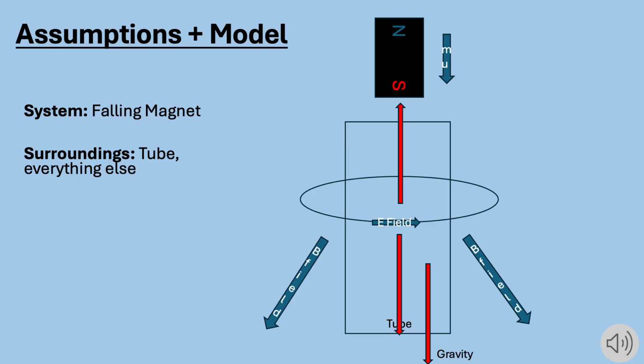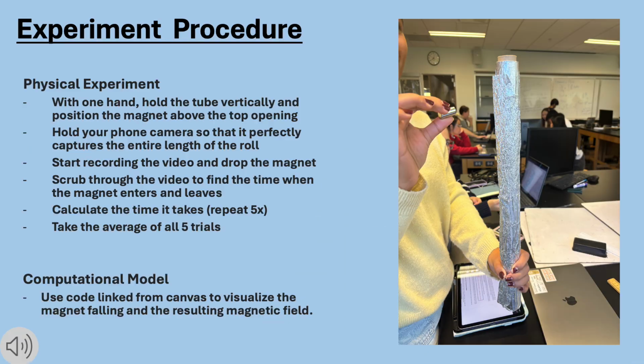As you can see, we have our falling magnet down the tube. Our system is the falling magnet, and the surroundings is pretty much everything else. Our mu is pointing downwards, and as you can see, we have two red arrows. One is the force that the tube is putting on the magnet, and one is the force that the magnet is putting on the tube. So those are in equilibrium, and that's why it's taking a long time to fall down. But then we also have the additional force of gravity.